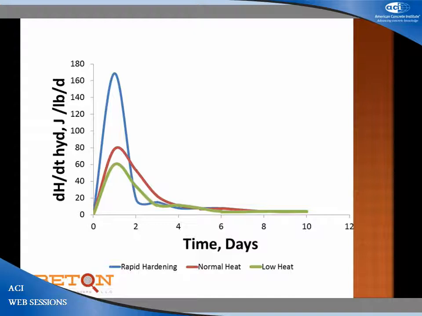So we have all of these things up and down here, and you can see the high, rapid hardening, very large curve before it shuts down. Normal heat, it's not so high. Low heat, not so high, but we're here. This is our rate of reaction. Notice these lines are straight. And what's the difference between a rapid hardening, a normal heat, and a low heat?